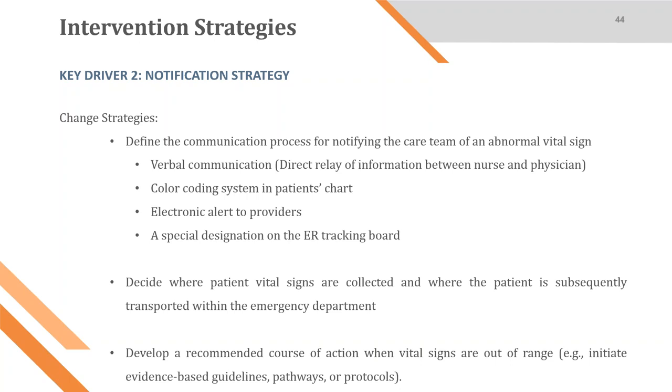Your next intervention strategy is notification. So we are proposing that each site define the communication process that they'll use for notifying the care team of an abnormal vital sign. This could be verbal communication, and it's the direct relay of information between the nurse and physician. It could be that you decide to develop a script to notify the physician that that abnormal vital sign is of grave concern or is of concern. It could be that you decide to use a color coding system in the patient's chart to signify that abnormal vital sign. It could be an electronic alert that's sent to providers or a special designation on the ER tracking board.